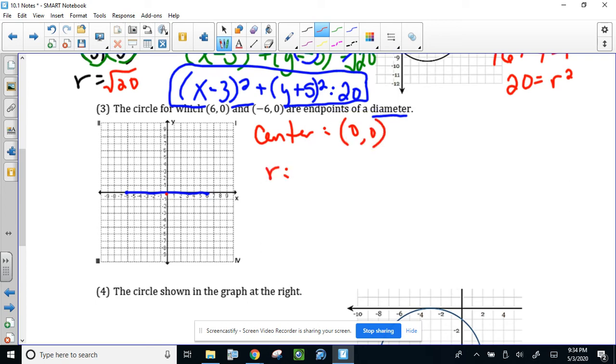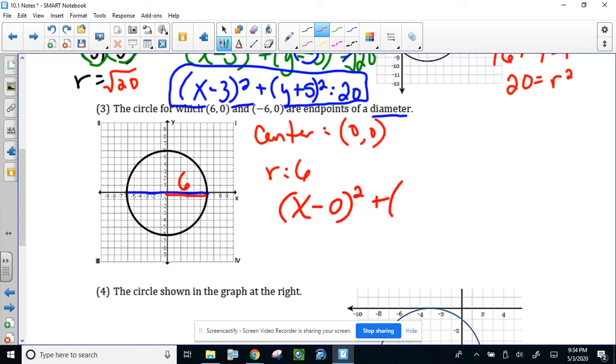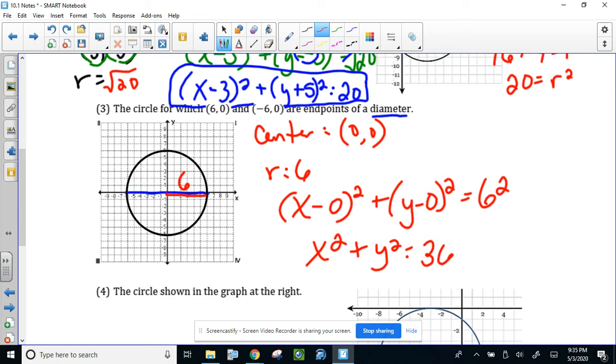And what's the radius of this circle going to be? Well, if the circle is centered at (0, 0) and has a diameter from -6 to +6, that means the radius must go from 0 to 6. So our radius is 6. So we could say x minus 0 squared plus y minus 0 squared equals 6 squared. Or to shortcut this, we could just say it's x squared plus y squared equals 36. And there would be our equation.